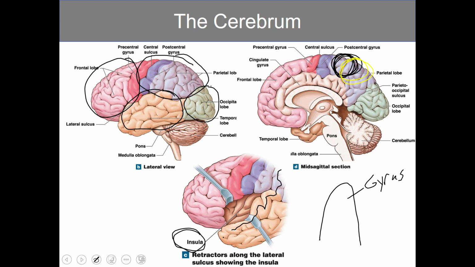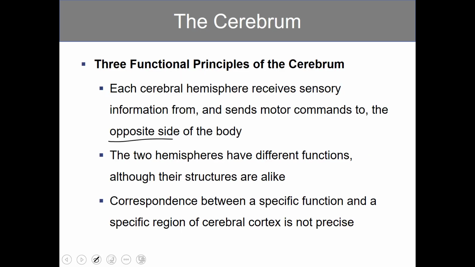We saw the dermatomes within the spinal cord and how they control very specific aspects of the body, where we can almost map that out. That's not true with the cerebrum. There is no precise function versus anatomical structure. There's just no precision there. All right, so those are the three functional principles of the cerebrum.